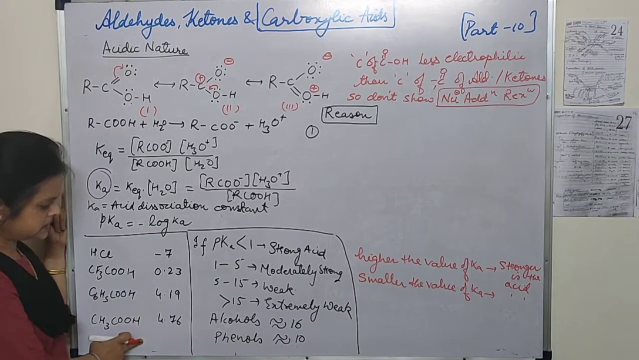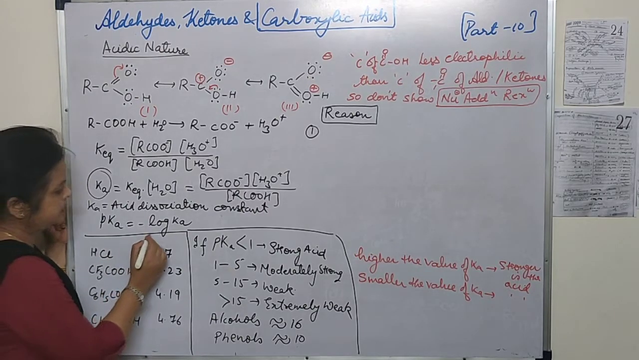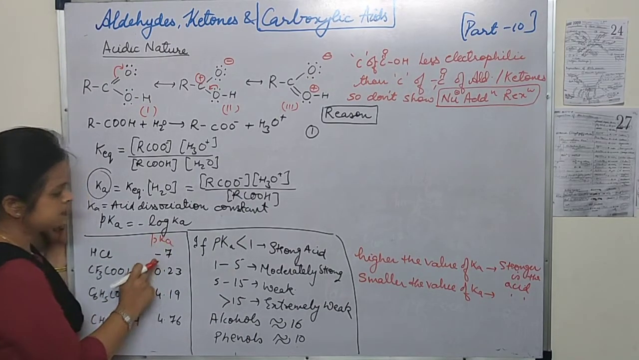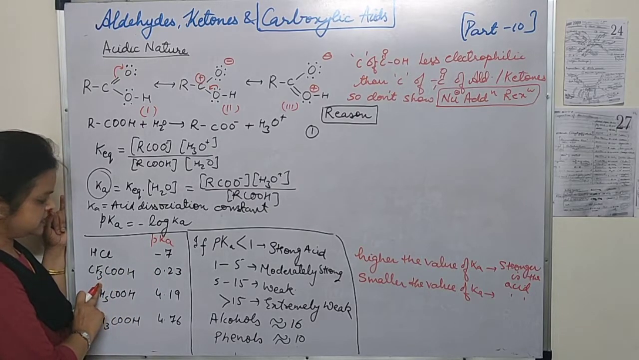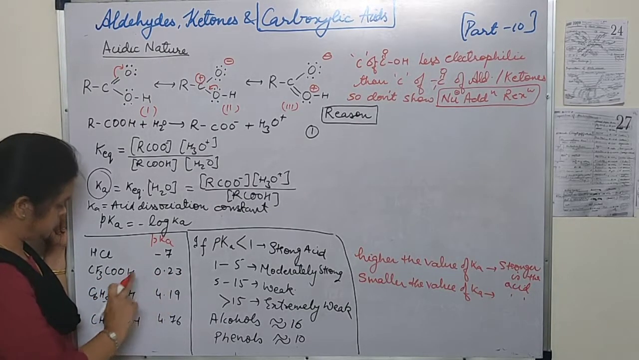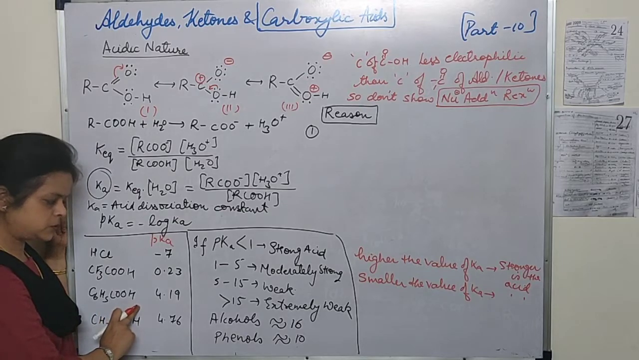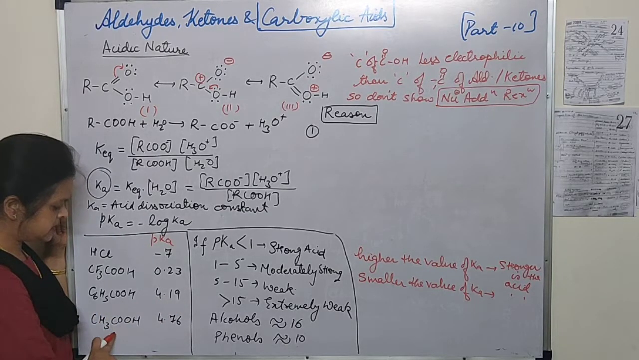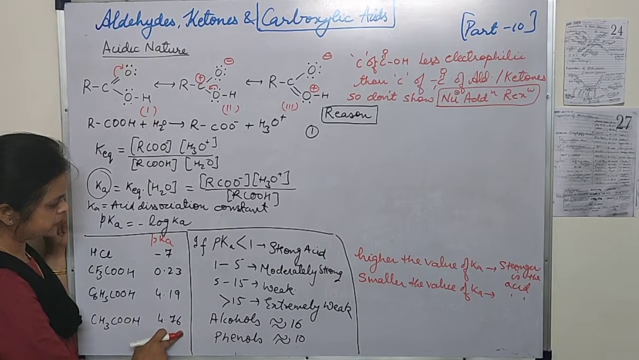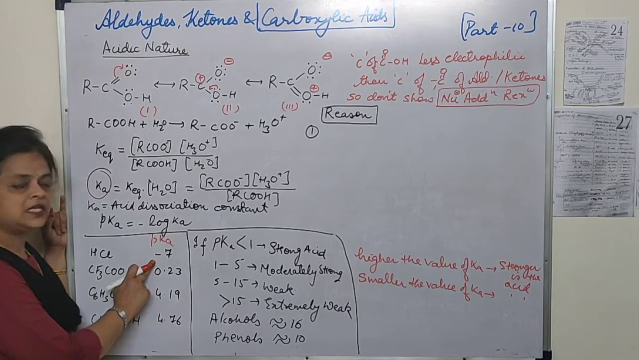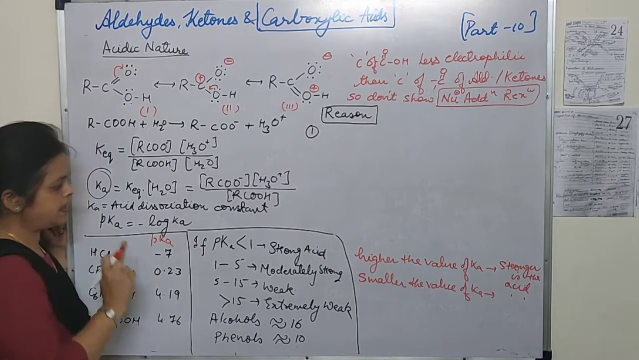So here I had taken some data. HCl's pKa value is -7. For CF3COOH it is 0.23. For C6H5COOH, benzoic acid, 4.19. CH3COOH it is 4.76. So we can say HCl has the least value. It is the strongest acid.